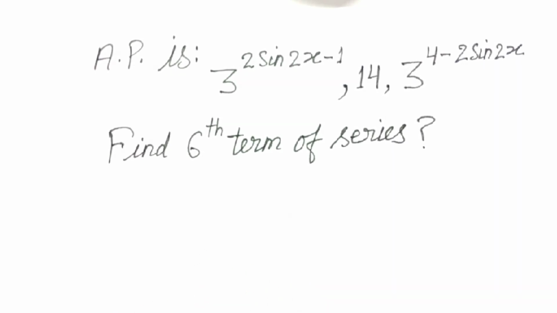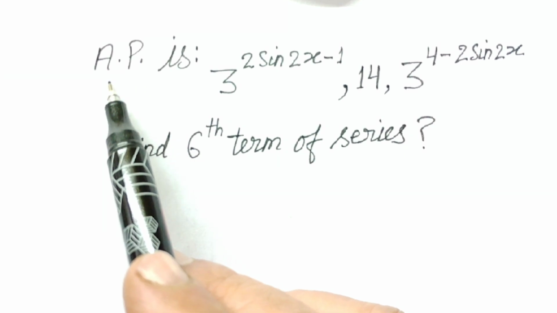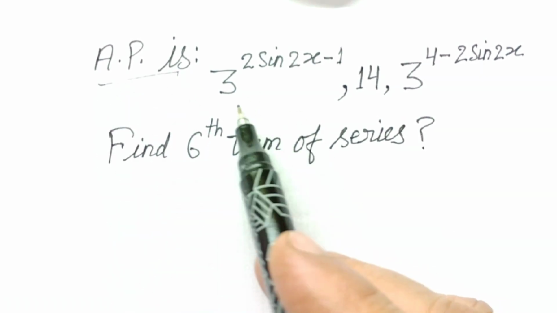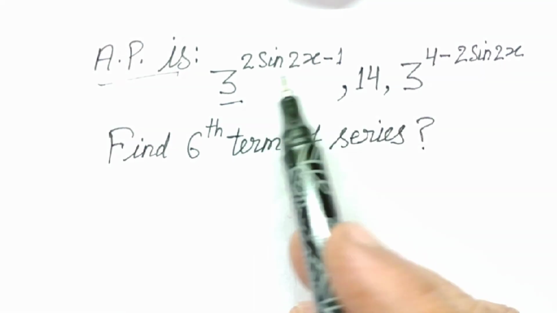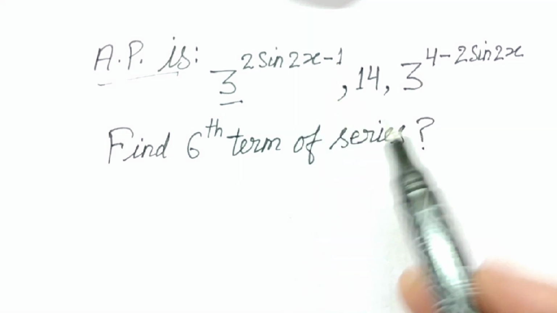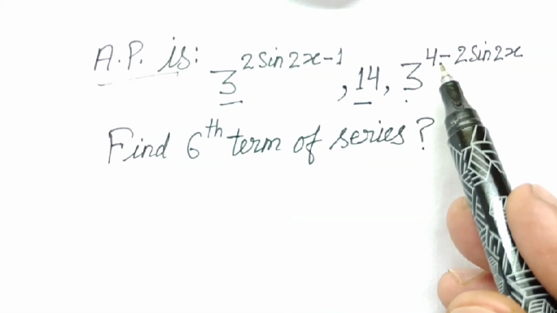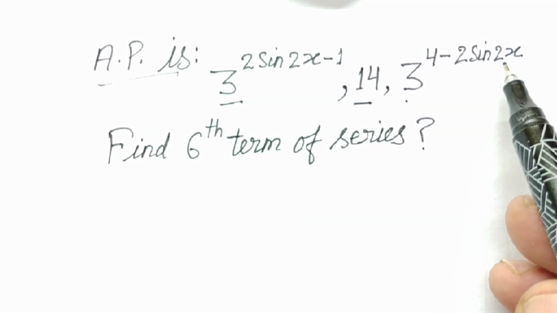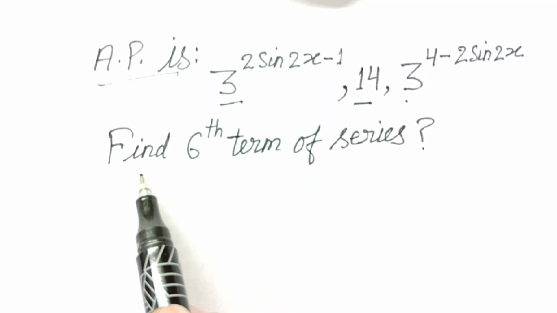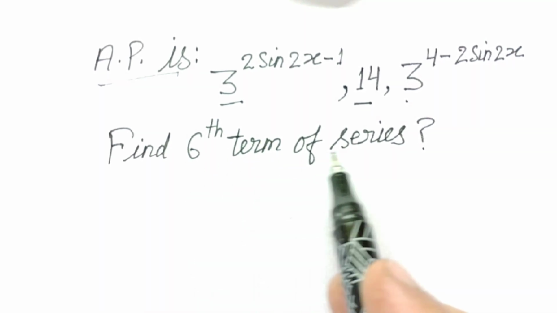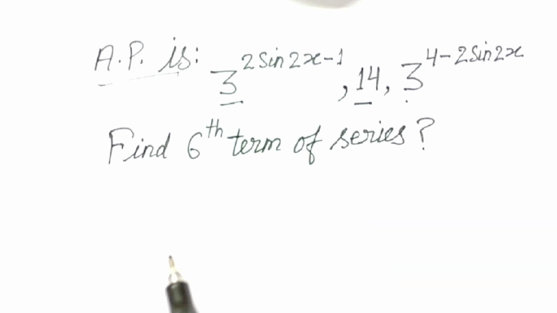Today we have a nice problem. We are given an arithmetic progression whose first term is 3 to the power 2 sin 2x minus 1, second term is 14, and third term is 3 to the power 4 minus 2 sin 2x. We have to find out the sixth term of the series.